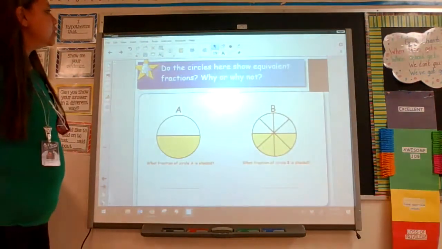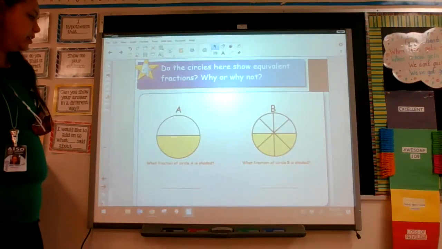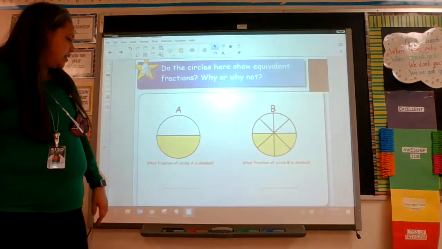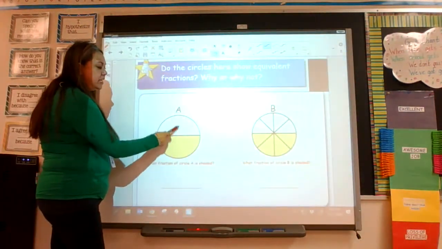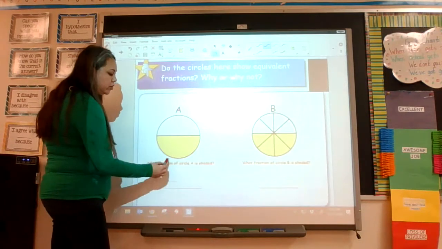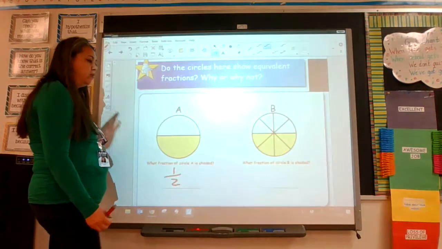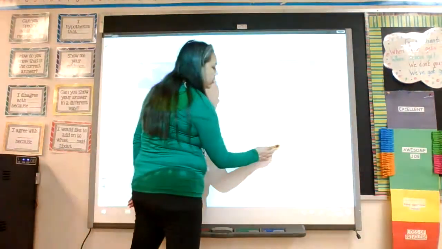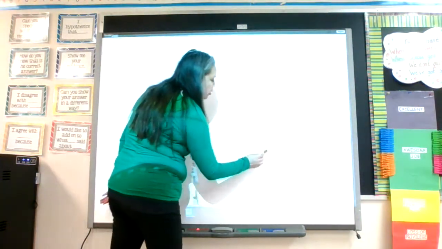Do the circles here show equivalent fractions? Why or why not? Okay, what fraction of the circle is shaded in A? Are the pieces equal? It's put into 2 equal parts. So what we do is look at the shaded part and how many pieces make the whole. What fraction of circle B is shaded in? 1, 2, 3, 4, 5, 6, 7, 8. It's in 8 equal parts.